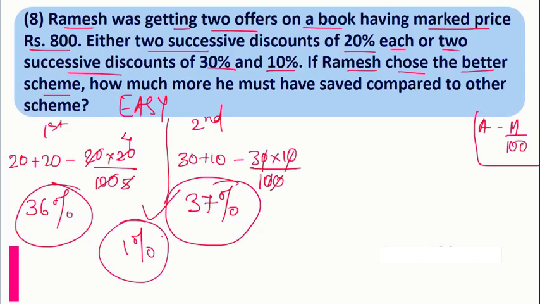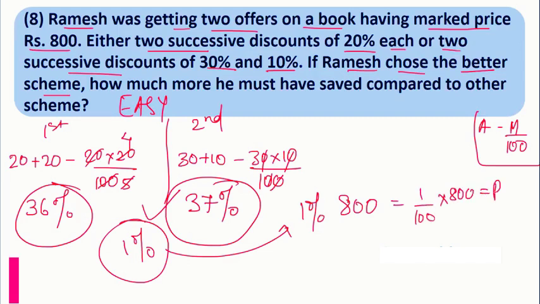Now the 1% which is there has to be calculated in terms of rupees. So that 1% saving is nothing but 1% of 800 rupees. That would be equal to 1 upon 100 into 800 equal to rupees 8. So Ramesh saves rupees 8 more while choosing the better scheme. See how easy it was using the simple formula.